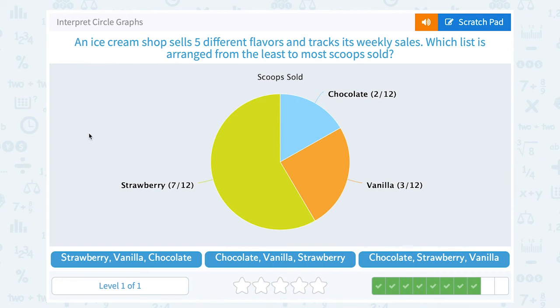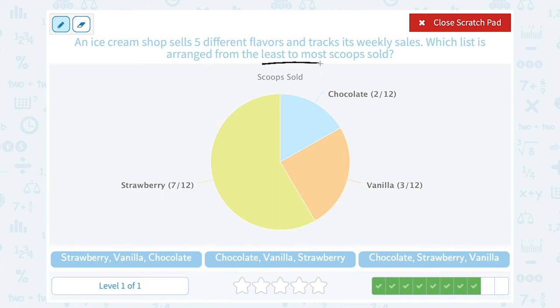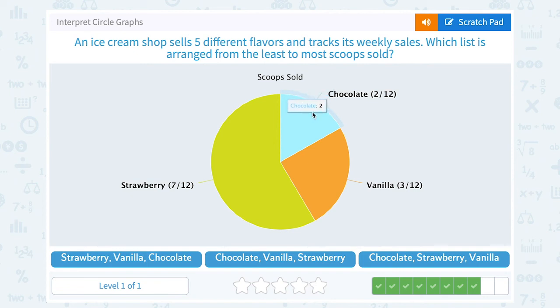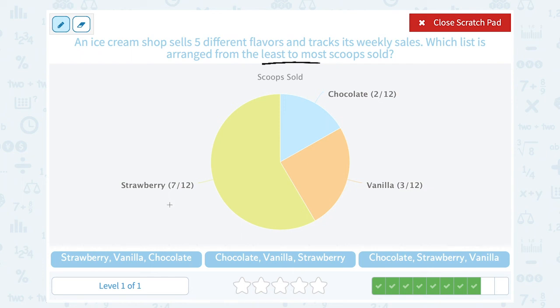An ice cream shop sells 5 different flavors and tracks its weekly sales. Which list is arranged from the least to most scoops sold? Okay, always looking at that order, least to most, so I'm going to start with the smallest and work up to the biggest. Well, the least or the smallest number of scoops was chocolate. That's surprising to me because chocolate's my favorite, but okay, this was the smallest slice of our pie with only 2 scoops. And then it moves into vanilla with 3 scoops, and then the most was strawberry at 7. Okay, so for least to most, we should be starting with chocolate, then vanilla, and then strawberry was actually the most.